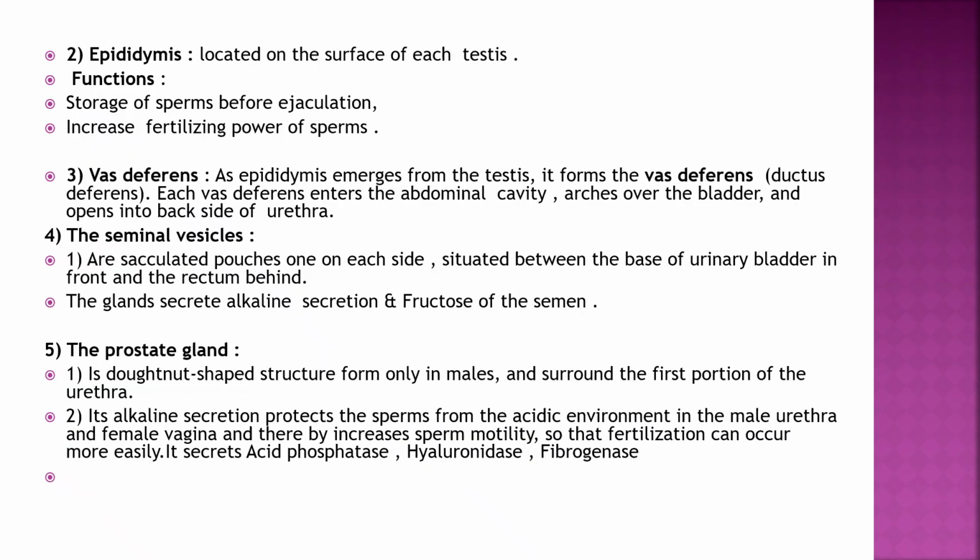Second is epididymis. So it is located on the surface of the testes. The function of this epididymis is storage of sperms before ejaculation and increasing the fertilizing power of the sperms. Third is the vas deferens. So it is the duct which arises from the epididymis. It is also called ductus deferens or vas deferens, and it enters the abdominal cavity, then arches over the bladder and opens into the back of the urethra.